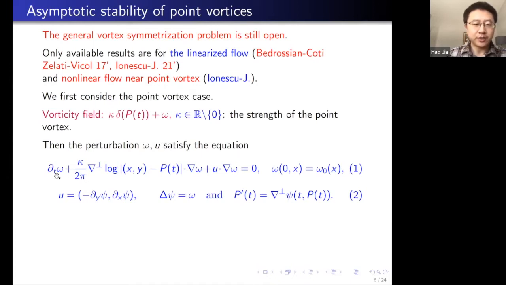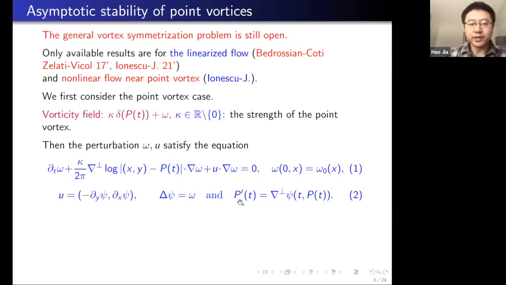So you have partial_t omega plus, this is a velocity field generated by the Dirac mass, right? Because it's also centered at P_t. So this is a velocity field generated by the background vorticity field, which is the Dirac mass, dot gradient omega. So that transports omega, plus the original nonlinearity. So this is the equation for the perturbed vorticity. And then u is given again by the Biot-Savart law.